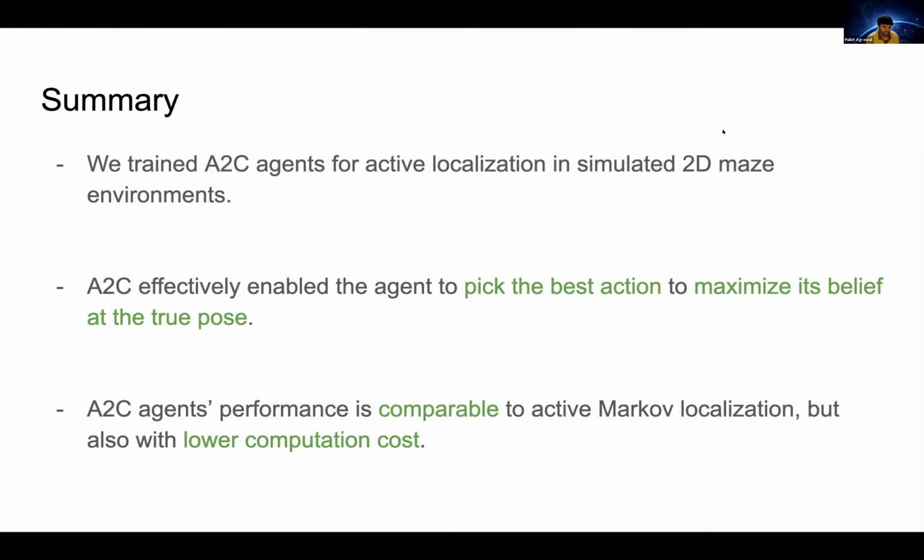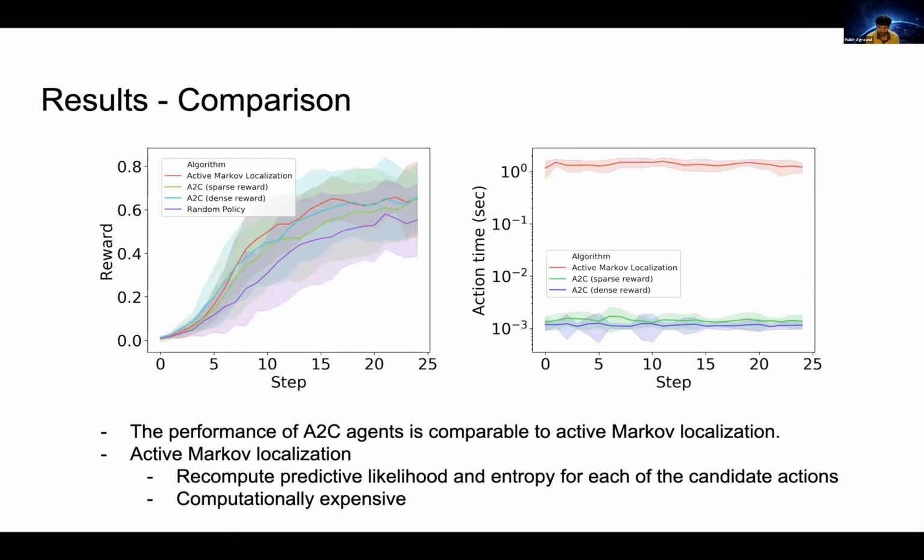So one question I have is, if you were to construct an oracle, how suboptimal is the performance of different systems? Is the active Markov localization doing as well as it is possible, or could you be doing better? Yeah, that's a really challenging problem.